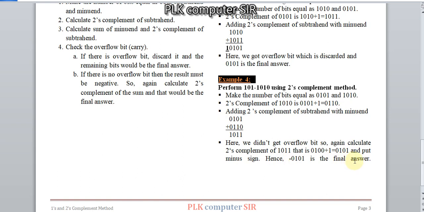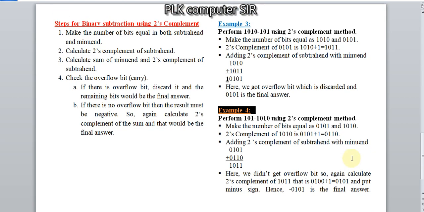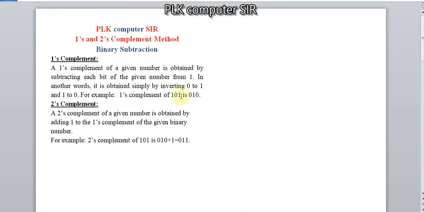My dear students, in this tutorial we have understood the 1s and 2s complement methods for binary subtraction. Hope you understood the video.